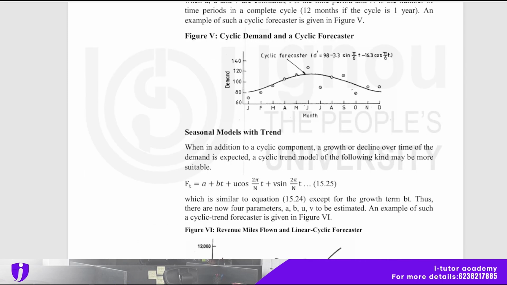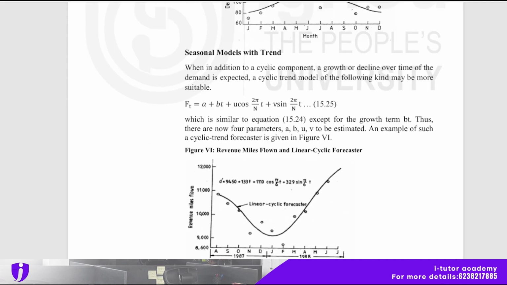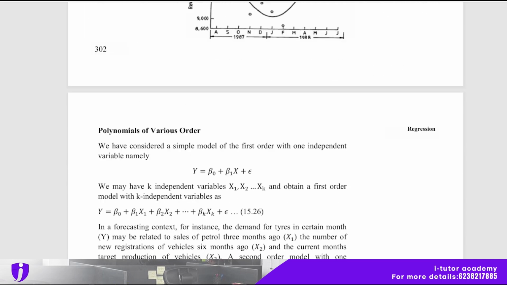When, in addition to the cyclic component, a growth or decline over time of the demand is expected, a cyclic trend model of the following kind may be more suitable. And this is followed by a linear cyclic forecast. This chart-based explanation is here.